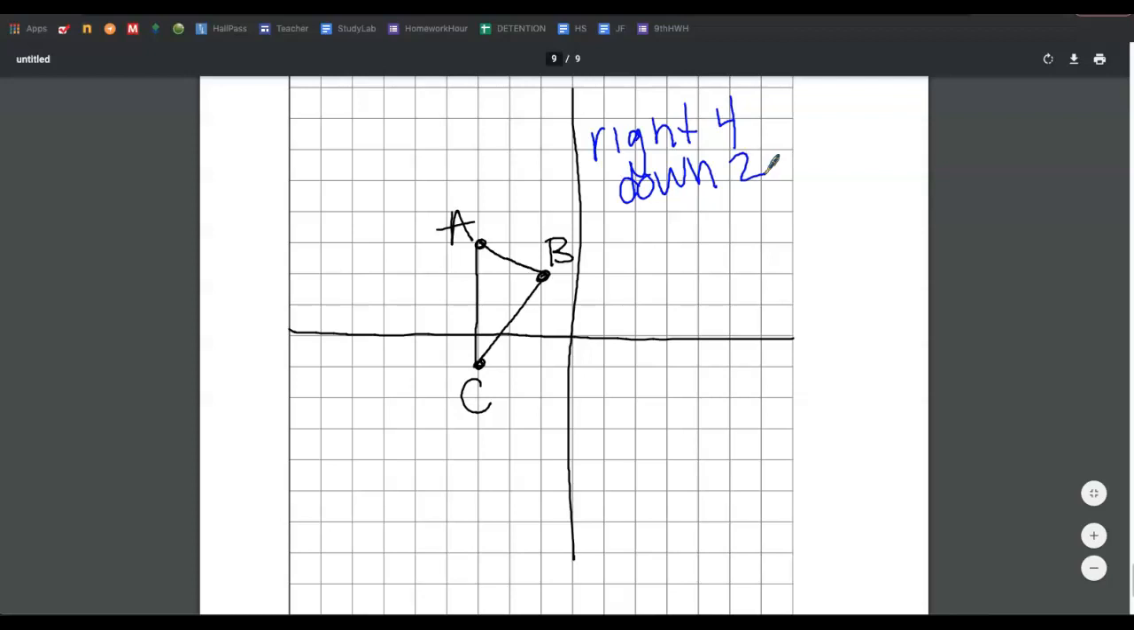So for this, since we have the coordinate grid, you just start at A and you do exactly what it says to do. Right 4, down 2. So start at A, go right 4, 1, 2, 3, 4, and then go down 2. Put a dot. That's going to be called A prime. A with a little one, A prime. Then you do the same thing for B. You start at B. You do exactly what the directions say. Go right 4, 1, 2, 3, 4, and down 2, 1, 2. Put a dot. That is called B prime.